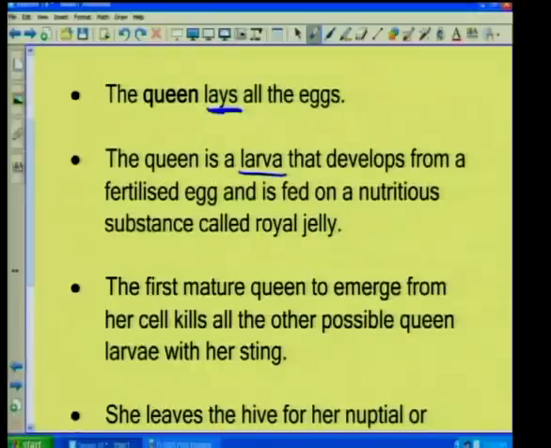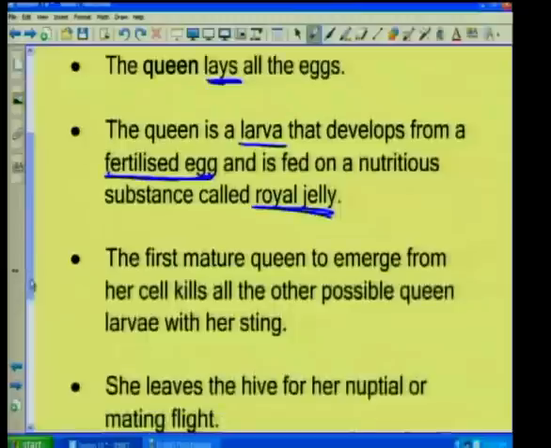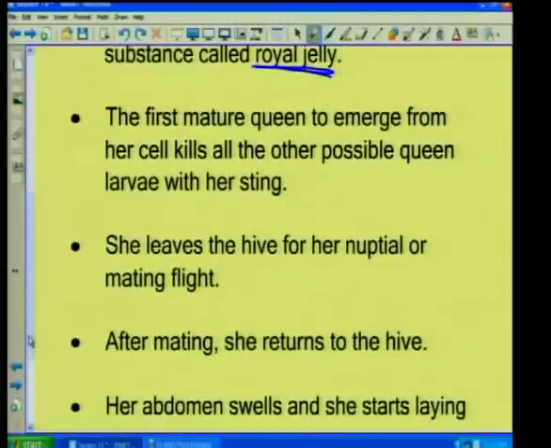and she develops from a fertilized, now this is important, a fertilized egg, and she's fed on very nutritious stuff called royal jelly. Now what they've also done is for women that are pregnant, they give them royal jelly. They're capsules, they've got royal jelly and a whole bunch of vitamins and minerals, and it's supposed to be good for the developing baby.